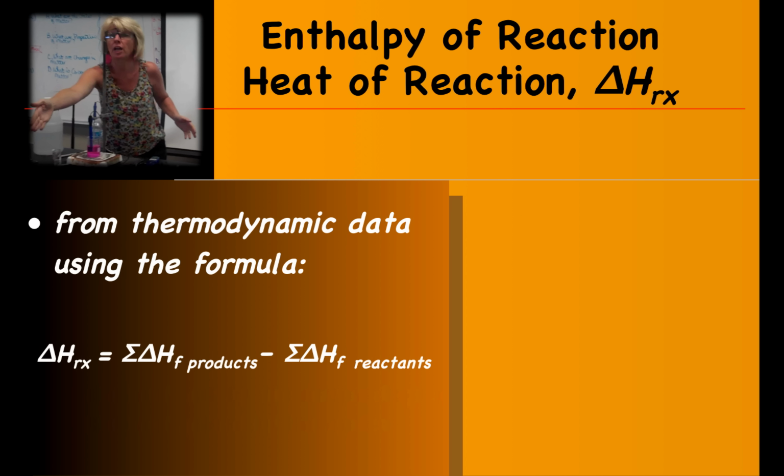The third method for determining the enthalpy of reaction or heat of reaction is from using your thermodynamic data found in your reference tables involving heat of formation. The heat of reaction is equal to the sum of the heats of formation of products minus the sum of the heats of formation of reactants. Remember, it's always products minus reactants.